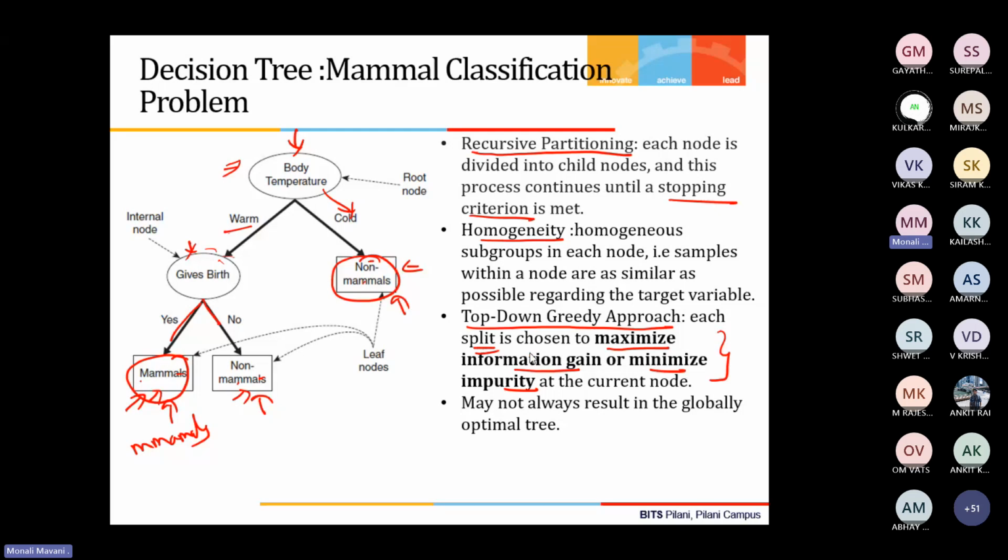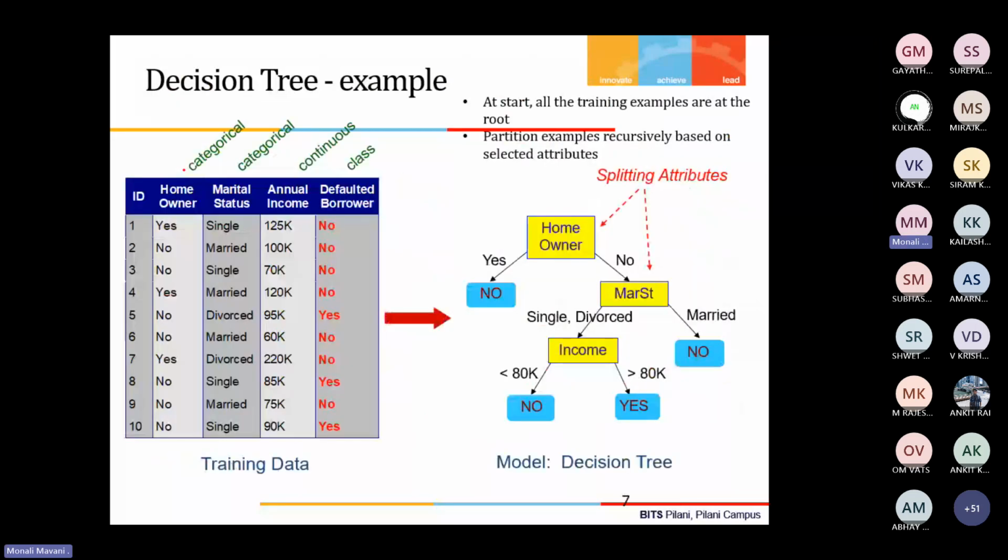Now the question comes, how are we choosing body temperature over here? How have we chosen gives birth as my left internal node? That is because of this criterion, either minimize impurity or maximize information gain. So we'll talk about it. This is only an example. I'm explaining an example of a tree so you understand the tree.